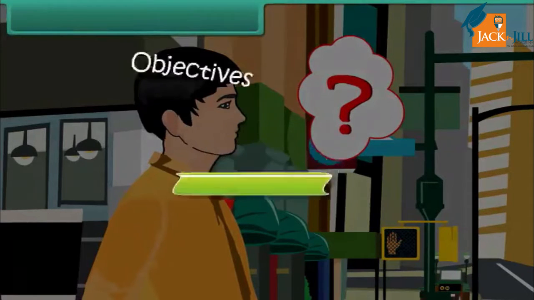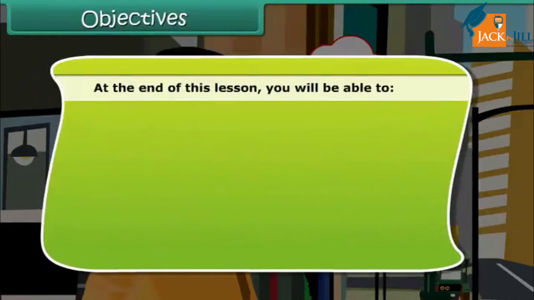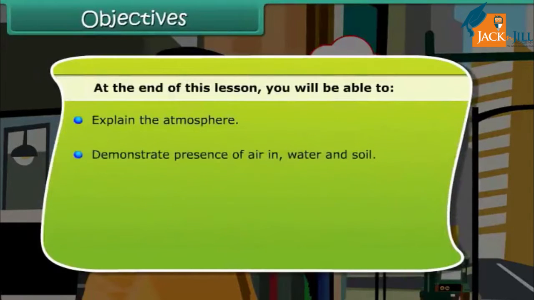Objectives. At the end of this lesson, you will be able to explain the atmosphere, demonstrate presence of air in water and soil, describe air pollution, its reason and effects.